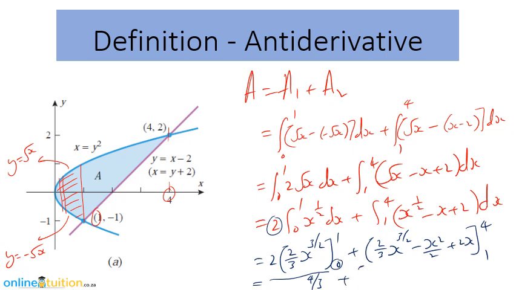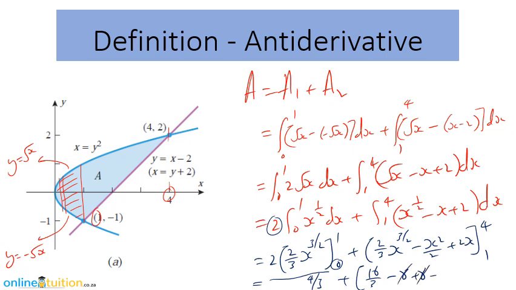Plus, watch this. You're going to follow me. Put 4 in there. 4 to the power 3 over 2 is 2 squared. So that becomes 2 cubed is 8. So that becomes 16 over 3. Beautifully. All in the mind. 4 squared is 16. So minus 16 over 2 is minus 8. And 2 times 4 is 8. The 8 and minus 8 will cancel.